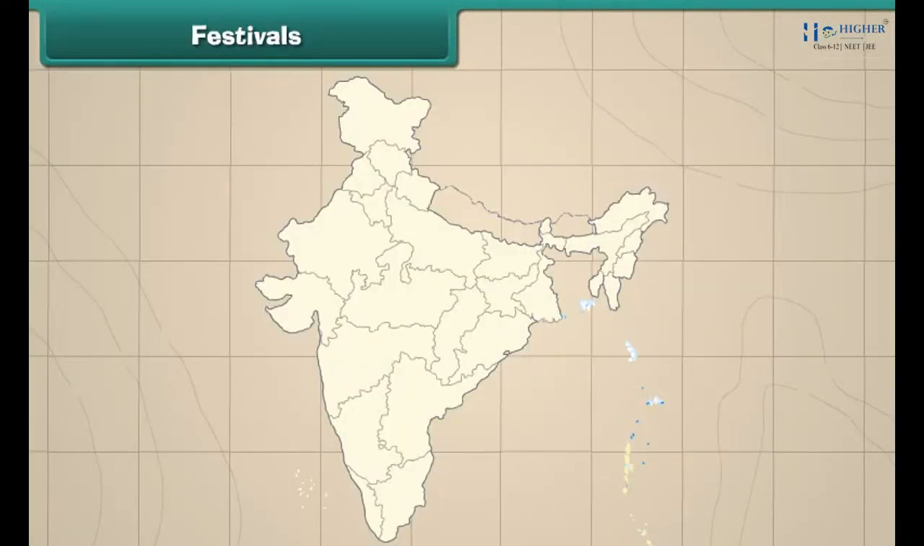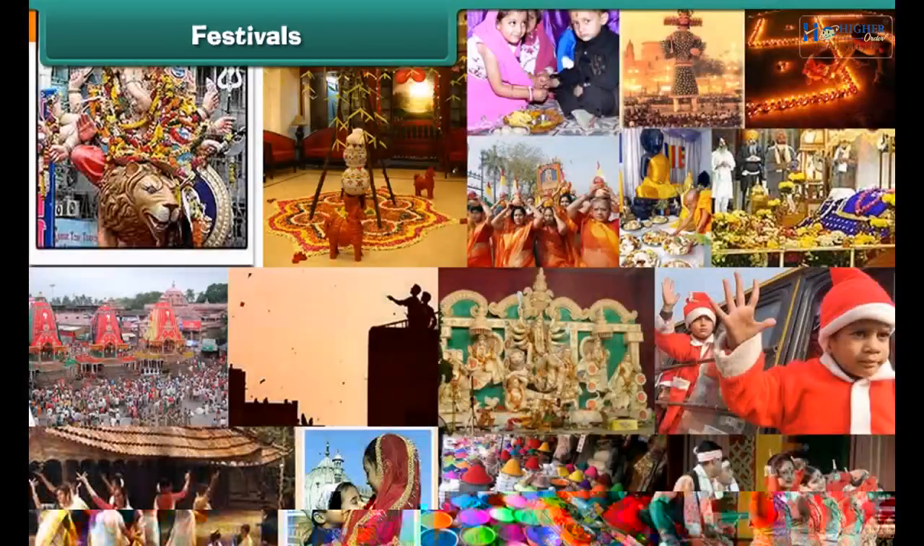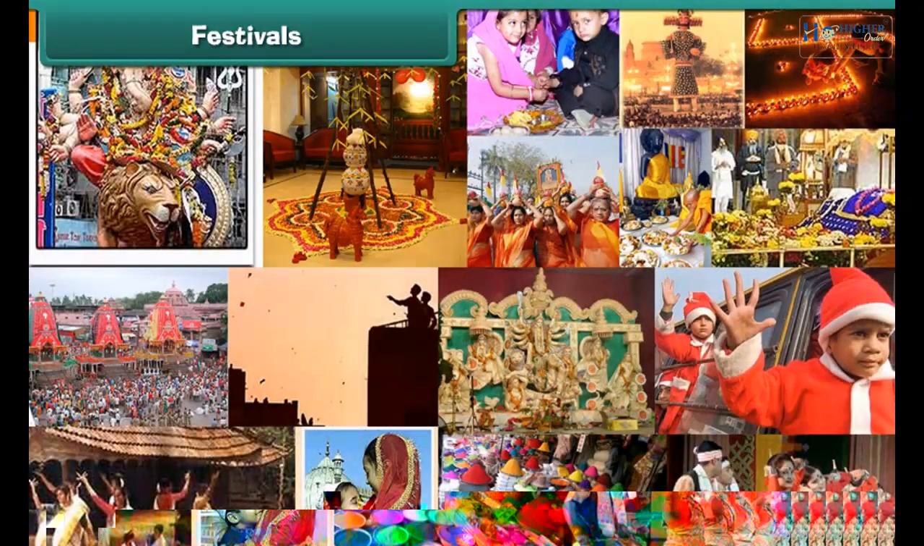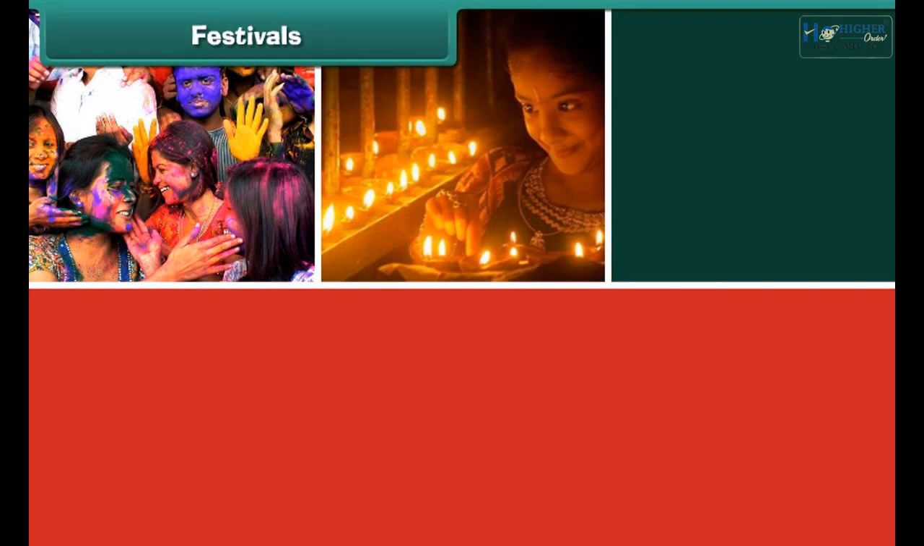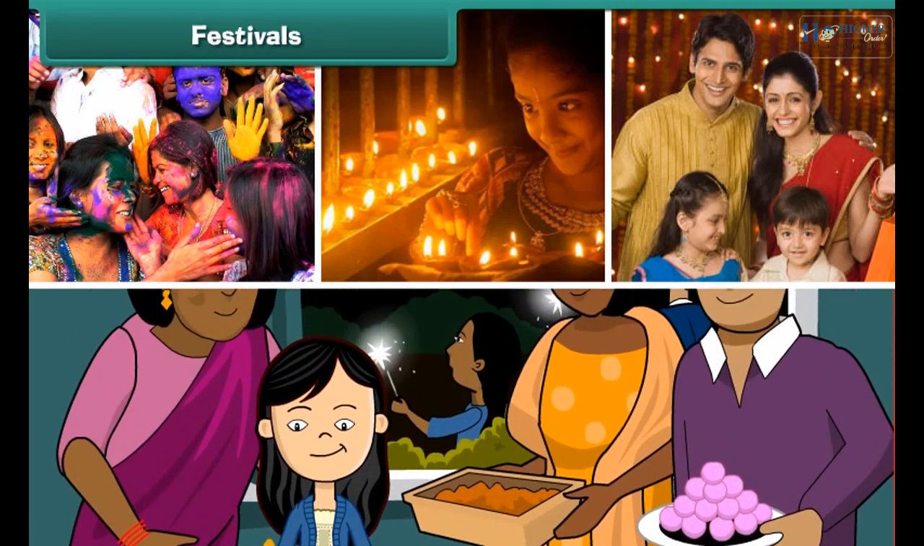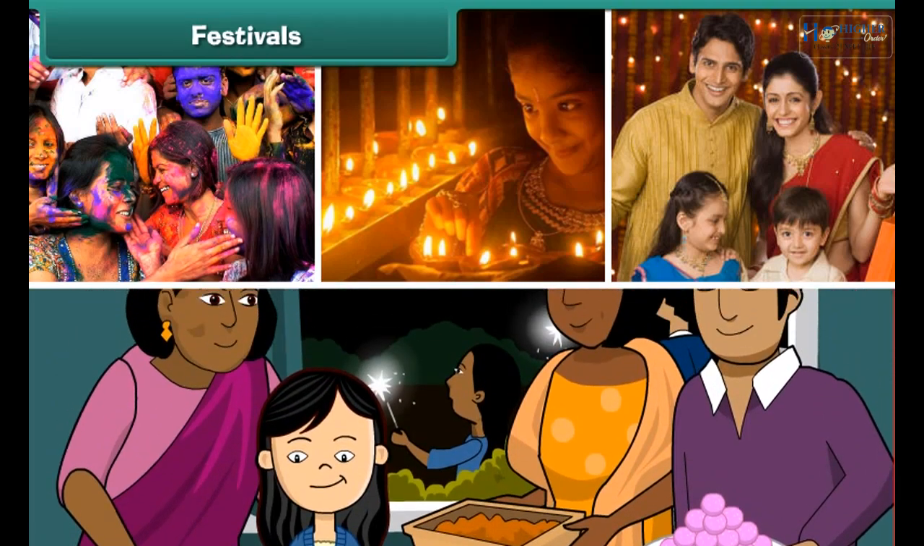Festivals. In India, we celebrate festivals throughout the year. Festivals unite people and spread happiness. People pray, wear new clothes, meet friends and relatives, and distribute sweets on festivals.